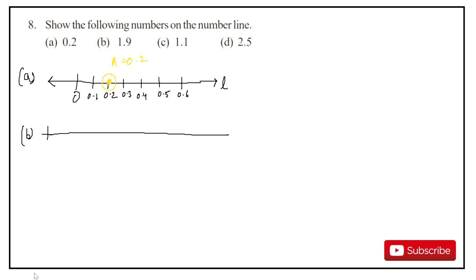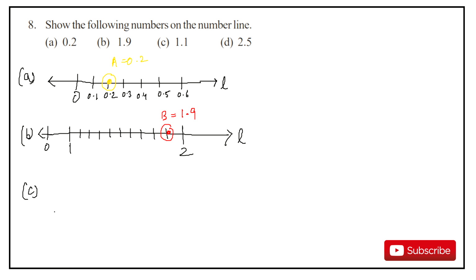Okay, so it is 0, 1. Now we will do 1 2 3 4 5 6 7 8 9 10, right. So here now we are going to mark 1.9. So this is point B, which is equal to 1.9. Clear hai? And I hope everybody is now able to draw C part 1.1.